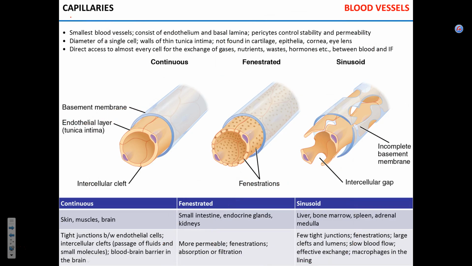Capillaries. Now, capillaries, as I mentioned, consist of a layer of endothelial cells and a layer of basement membrane or basal lamina. Okay? In some cases, there are other cells called pericytes that would be distributed on the surface of the capillary. So pericytes would control capillary permeability. Okay? How big they are. Capillaries are the size of a single cell.